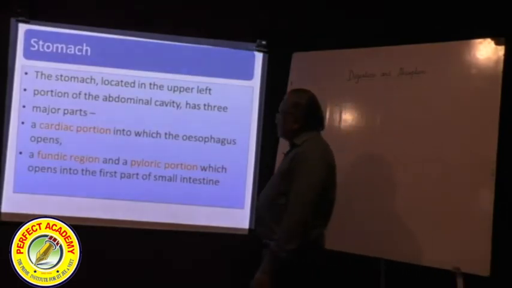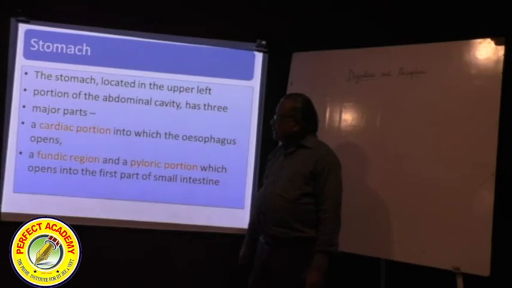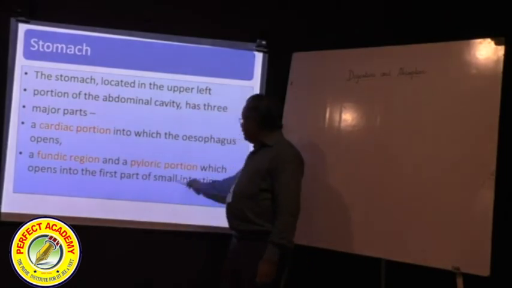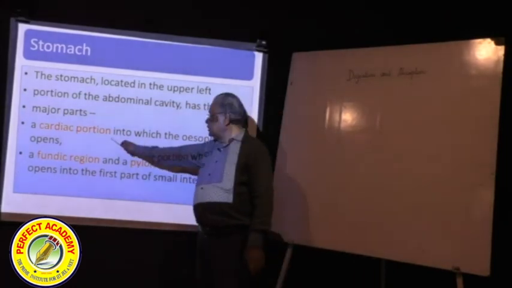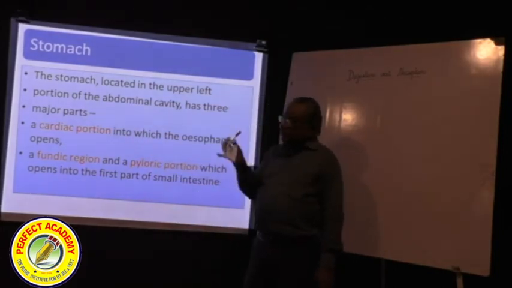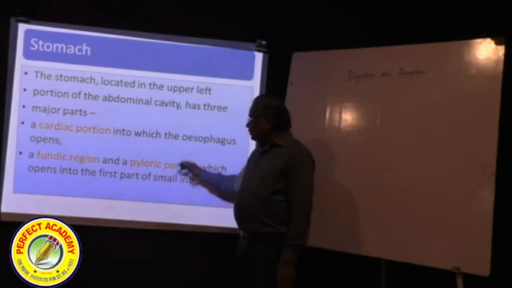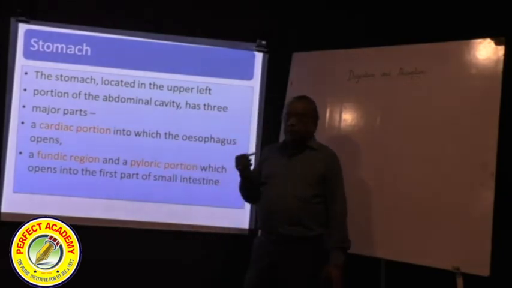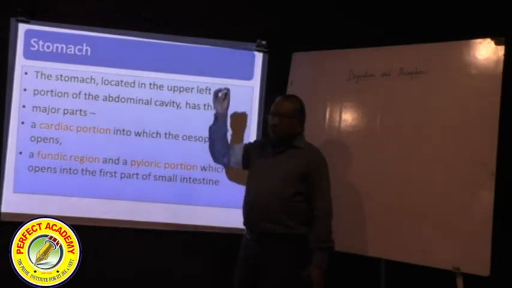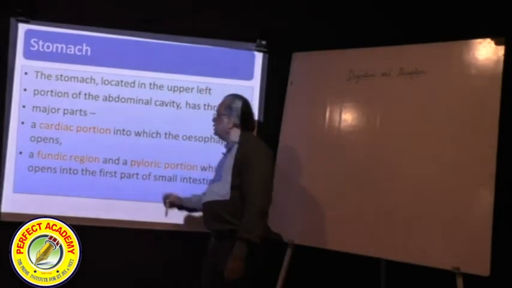Right. Now coming to the stomach, it is a very important area because it has different parts. One is called the cardiac portion, another the fundic region, and the pyloric portion. What is the cardiac portion? The cardiac portion is where the esophagus opens. So the esophagus opens into the cardiac portion of the stomach. The fundic and pyloric portion opens into the first part of the small intestine. So first understand that the esophagus enters the stomach at the cardiac portion. Next slide.